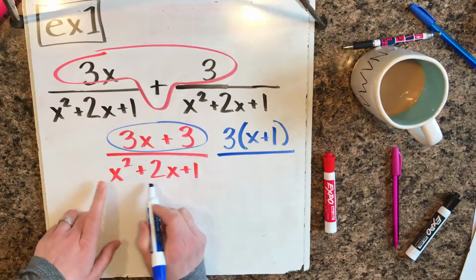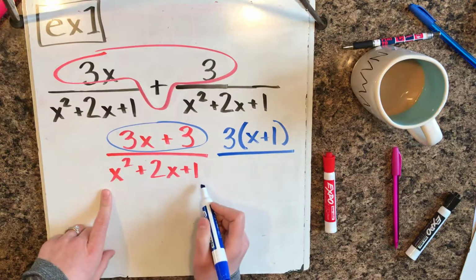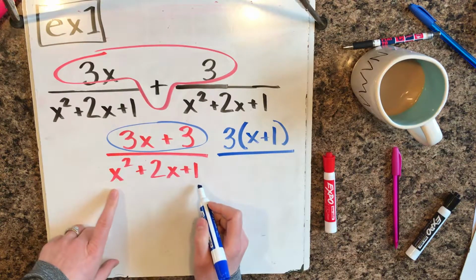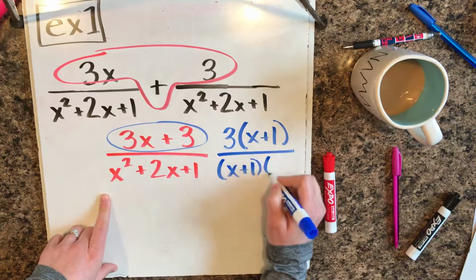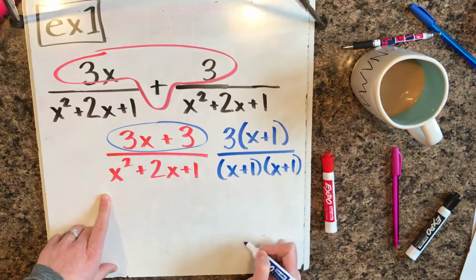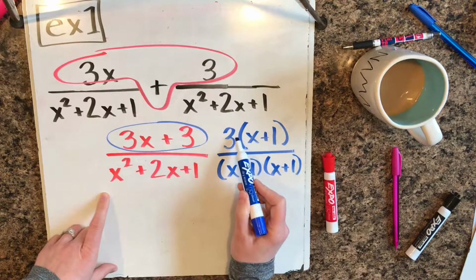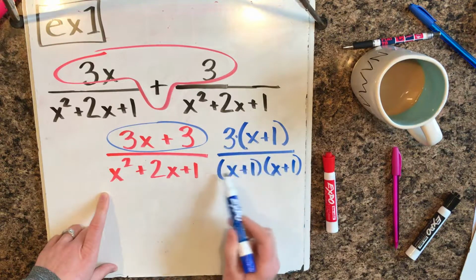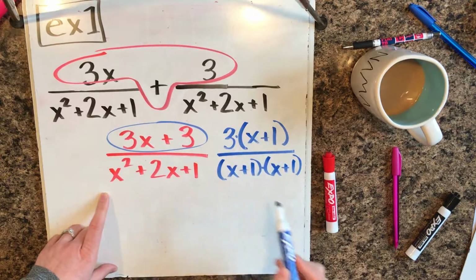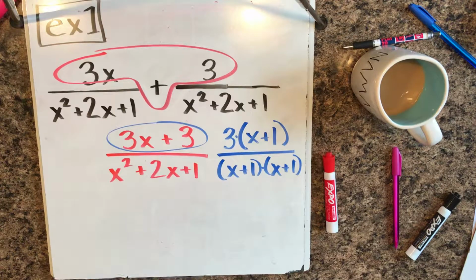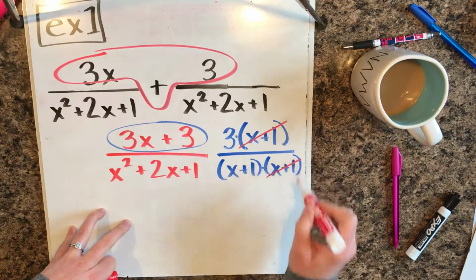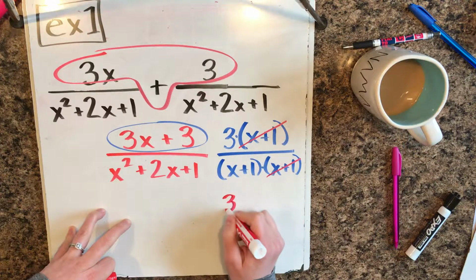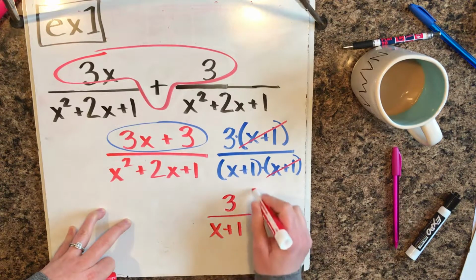On the bottom, not quite as easy, although you guys are more comfortable with this one. If you use your box and diamond, you will factor and you will get x plus 1 times x plus 1. Now reminder that when we have everything multiplied here, if you have the same thing on the top and the bottom, it does create a giant 1, and we can cancel out to simplify. So in this case, the x plus 1 cancel out. Your final answer is 3 over x plus 1.